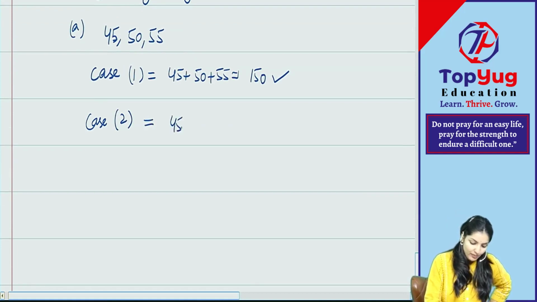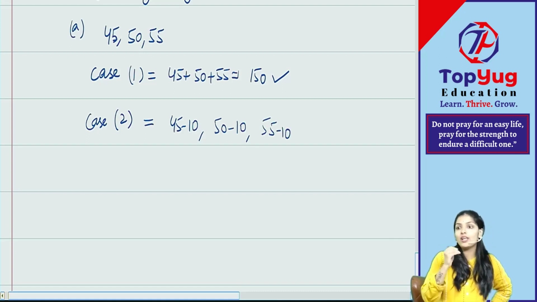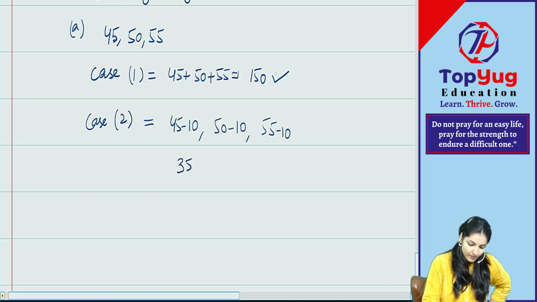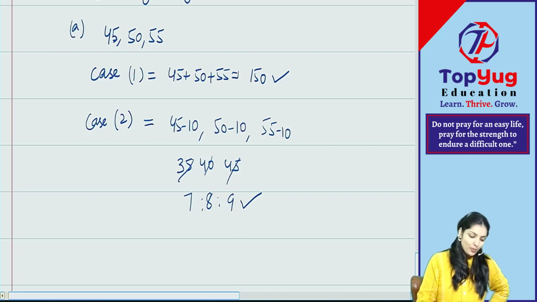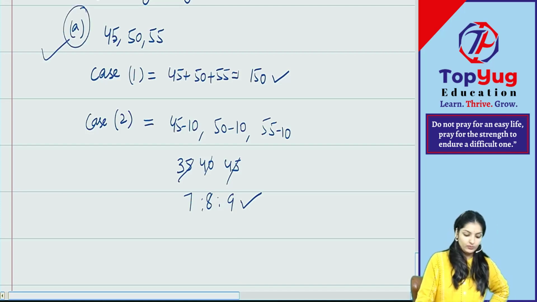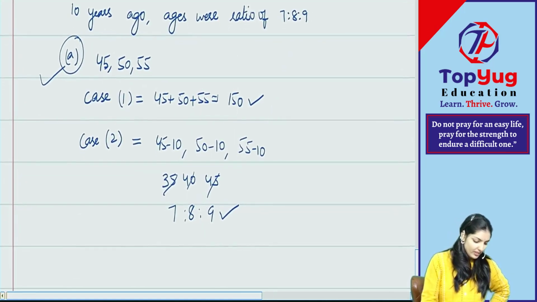So 45 minus 10, 50 minus 10, 55 minus 10. These are the ages of three people, so I have to subtract, lessen it by 10. So 35, 40, 45. Now the ratio: 5 sevens are, 5 eights are, 5 nines are. Is it satisfying case 2? Yes. Option A is the right option. You all can copy the 17th one.